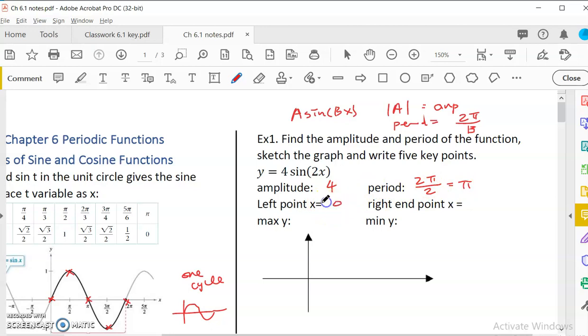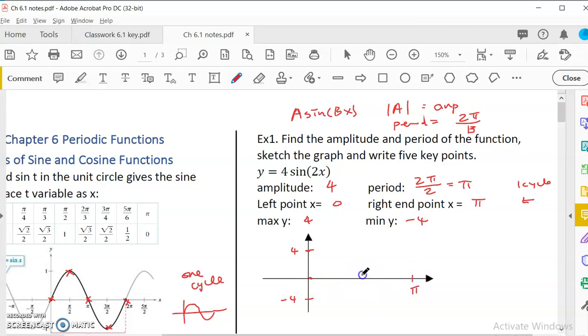What is the left endpoint now? You start from 0 always. And because there's no shifting left and right, the endpoint will be one period. So this is the endpoint of one cycle. When I say endpoint, it's one cycle's endpoint, and it stops at pi. What is the maximum? It's 4. What's the minimum? It's negative 4. So basically, instead of 1 and negative 1, now it becomes 4 and negative 4, right? And for the left and right, we start from 0. Instead of 2 pi, now it stops at pi.